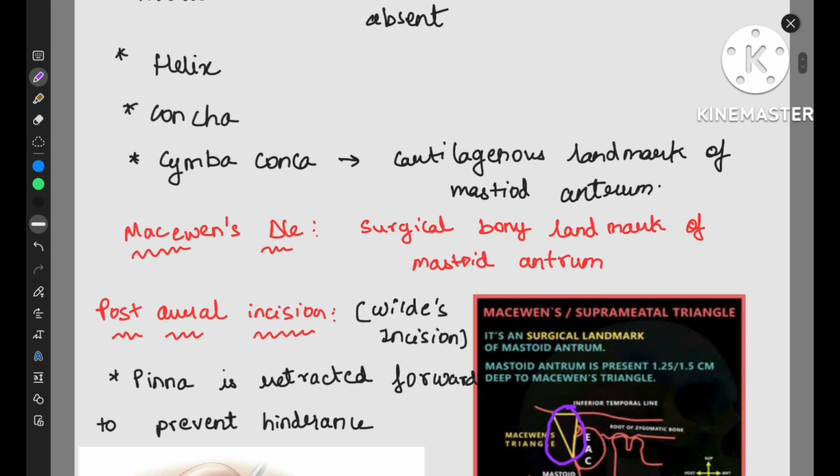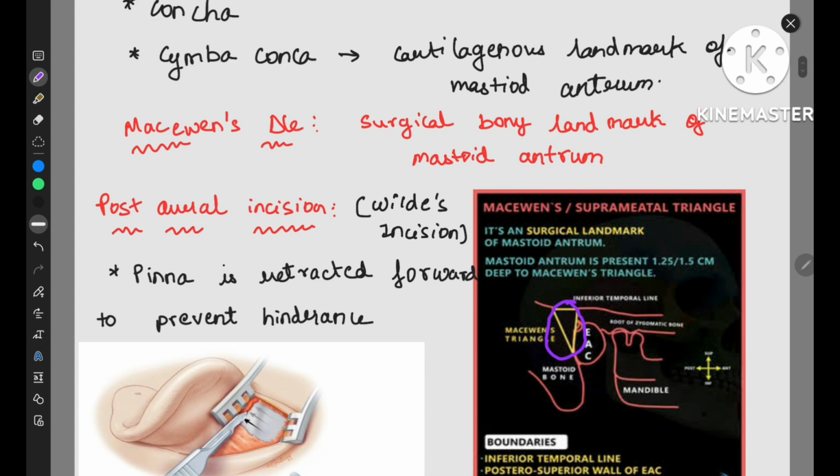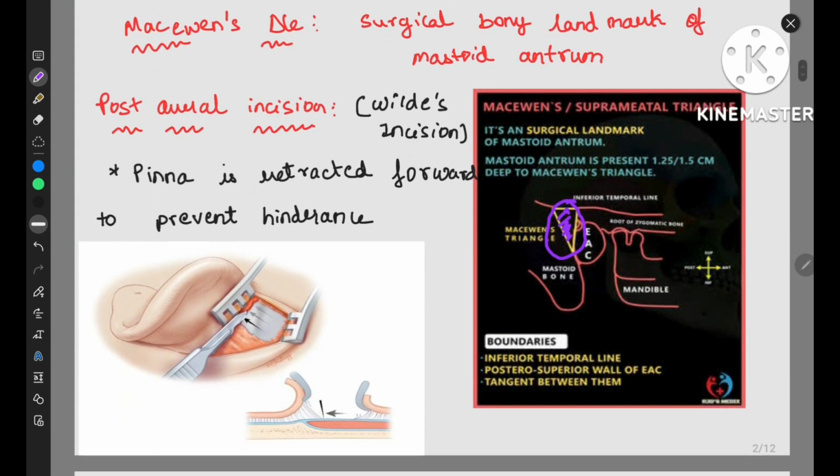We find McEwen's triangle. This is an important triangle as it is a surgical bony landmark of the mastoid antrum. See, here we find the McEwen triangle. The boundaries are the inferior temporal line, and it is present on the posterior superior wall of the ear. This is important because it prevents damage to the important structures. The incision should be given at the McEwen's triangle to prevent any damage to important structures, like the facial nerve.